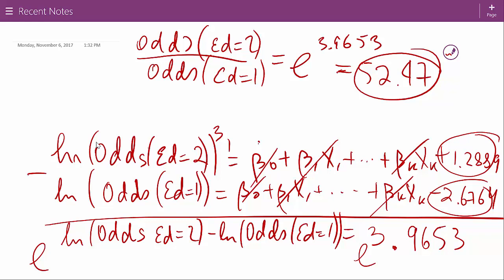So a person with a master's degree has 52 times higher odds of getting a loan out of the bank compared to an undergraduate, okay? And I can find that. Does it make sense, first of all, what we just did? Okay. And I can find that in the output, right?